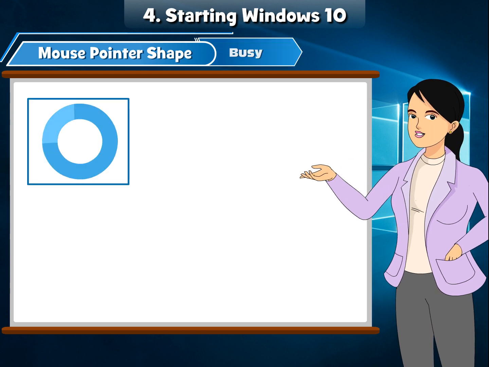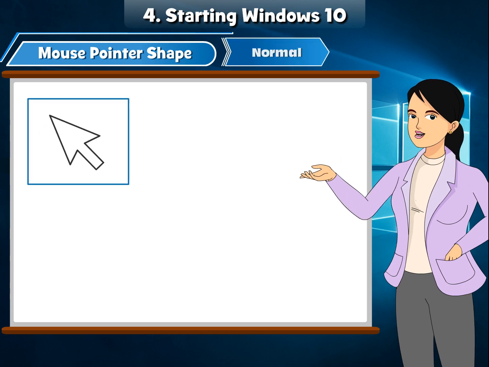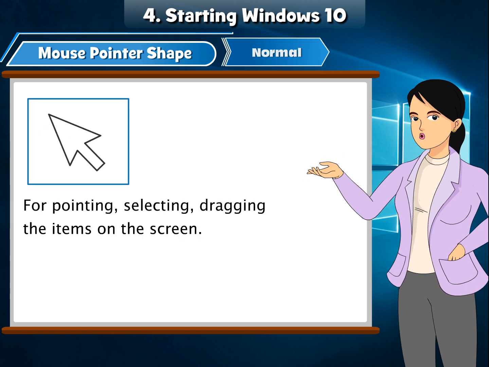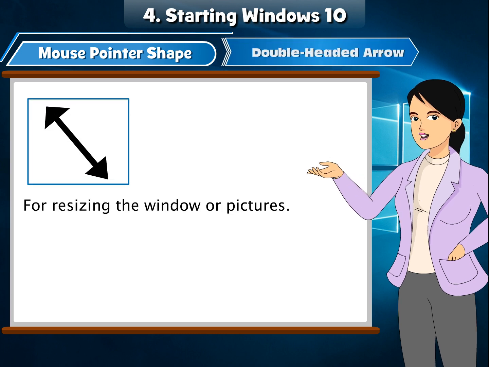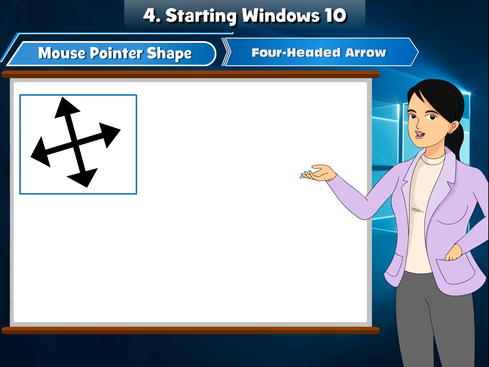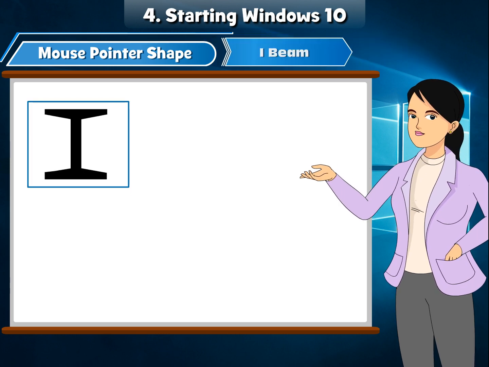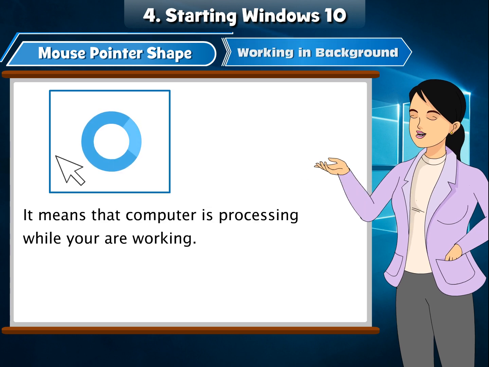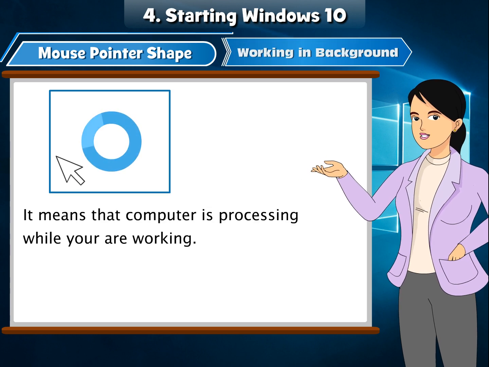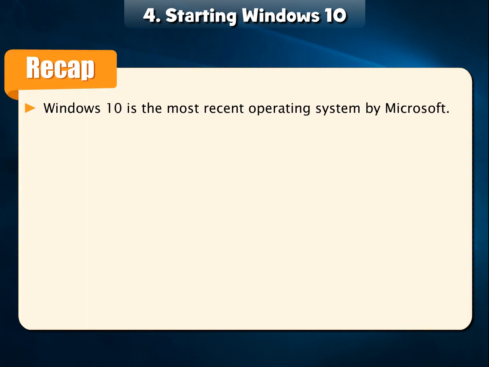Changing the size of desktop icons. We can also change the size of the desktop icons by following the given steps. Step 1. Right-click on the blank area of the desktop. Step 2. From the shortcut menu, select View. Step 3. Select any of the 3 options displayed: large icons, medium icons, or small icons.